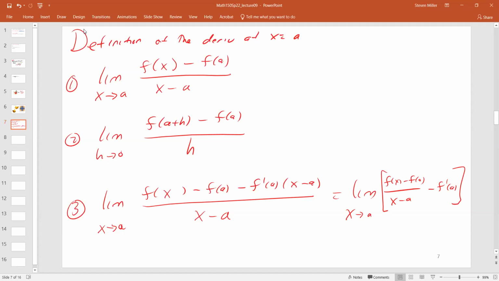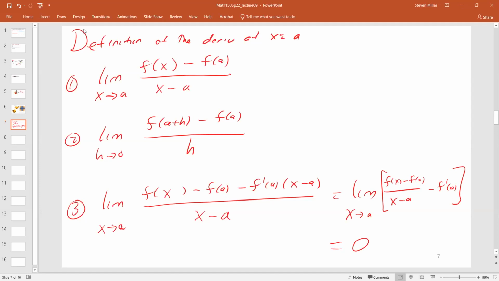Well, if the function is differentiable, f of x minus f of a over x minus a is supposed to just go to f prime of a. And so if I'm subtracting off f prime of a, what should this limit equal? 0. So this is another way of writing what it means for a function to be differentiable: that this expression, f of x minus f of a minus f prime of a times x minus a, over x minus a, equals 0.